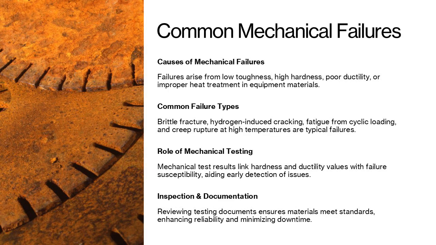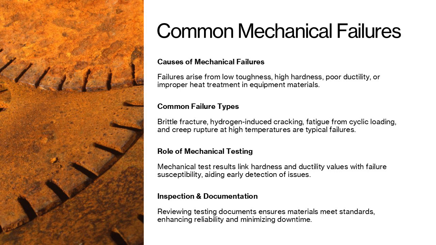Mechanical failures in oil and gas equipment often originate from insufficient toughness, excessive hardness, inadequate ductility, or improper heat treatment. Examples include brittle fracture due to low impact energy, hydrogen-induced cracking in welds, fatigue failure caused by cyclic loading, and creep rupture at high temperatures.